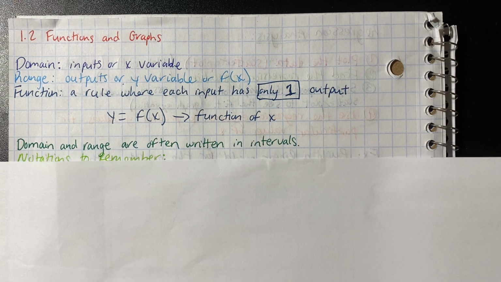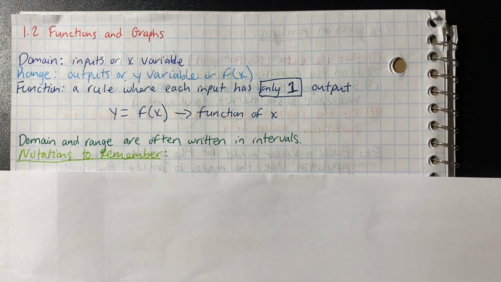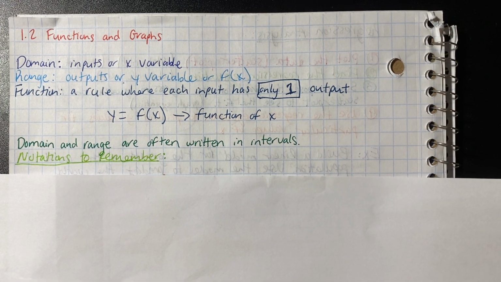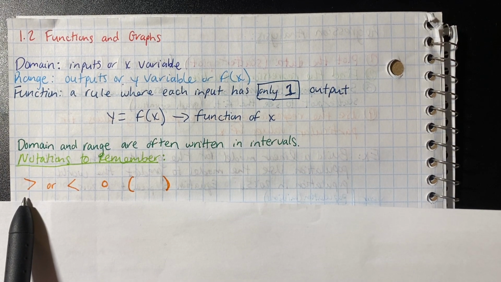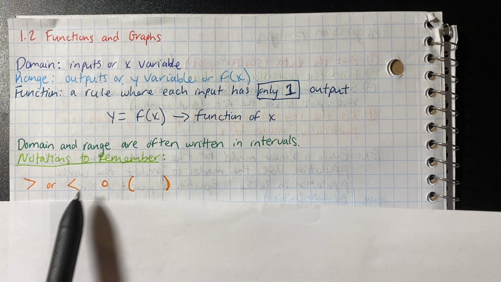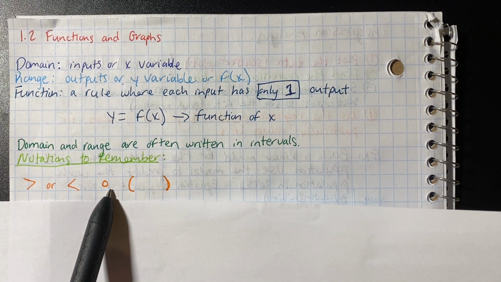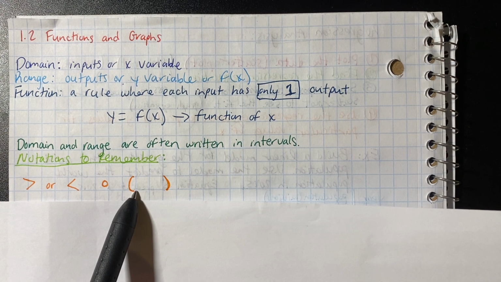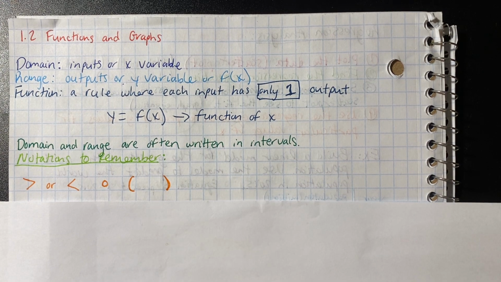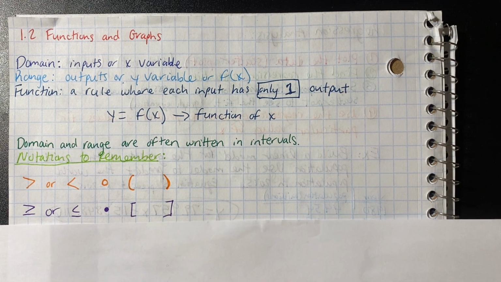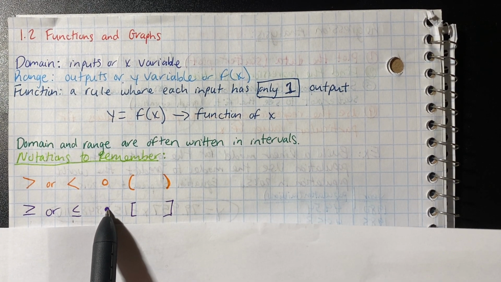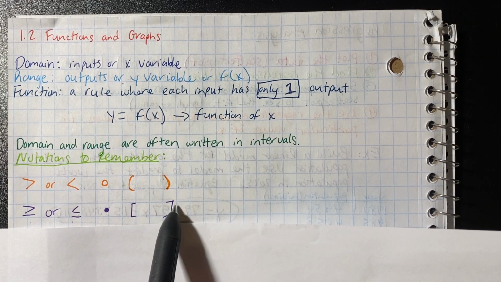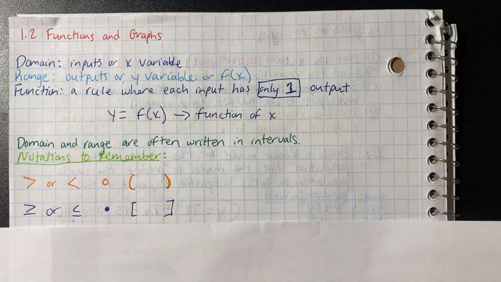Okay. All right, notations to remember. Right here, this is greater than or less than. It's also denoted when graphing with an open circle, or it is notated with parentheses. Greater than or equal to or less than or equal to has a closed dot, and they are always notated by brackets.